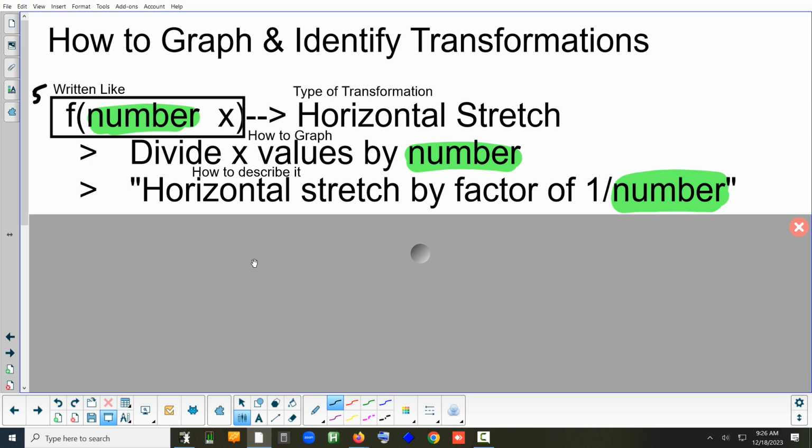Okay, so the most important thing is that you get what's in the black box, because that's how you match up your problem to your table. Once you match that up, everything else tells you what to do. If they ask you to describe the problem, you use the how to describe it. If they ask you to graph it, you use the how to graph it. If they ask you what type of transformation it is, you use the type of transformation column. So you just have to look at what they want to know.